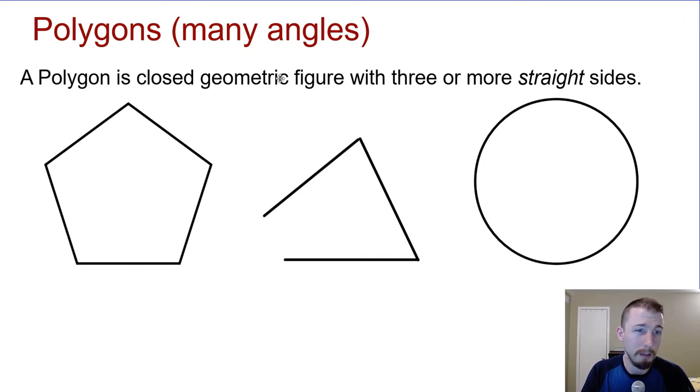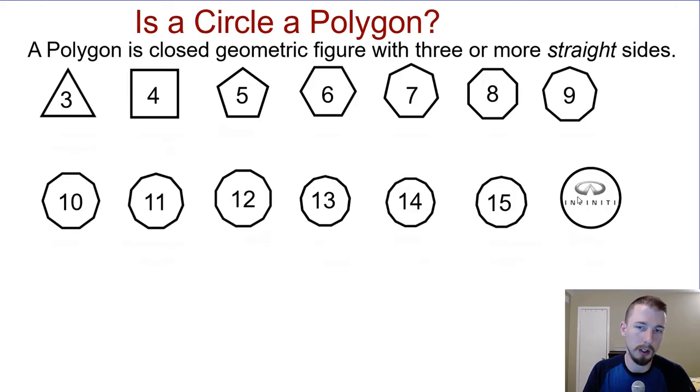So polygons have many angles. The poly and the gon mean, if we define a polygon as a closed geometric figure with three or more straight sides, then the question is, how do we view a circle? Does it have one curved side? Then it wouldn't be a polygon. Or does it have infinitely many sides that are all straight? So, looking into that again.